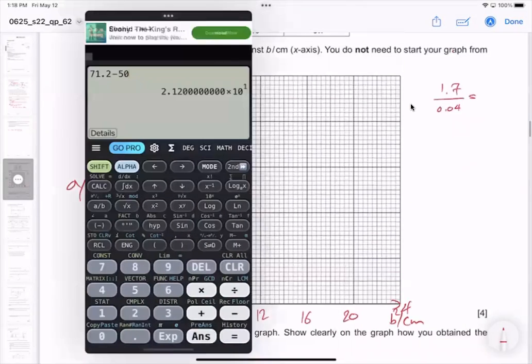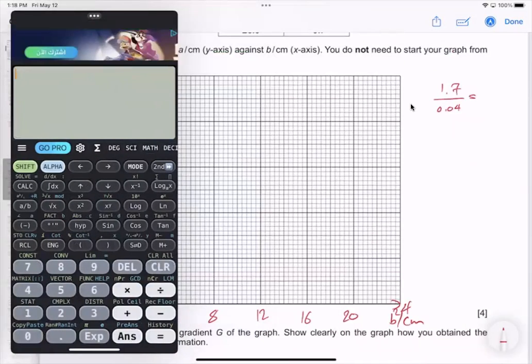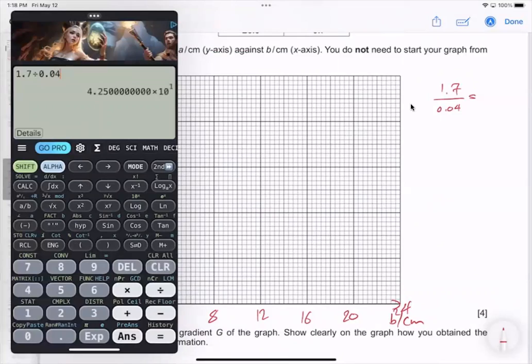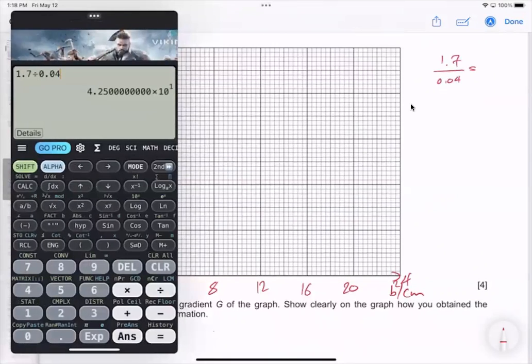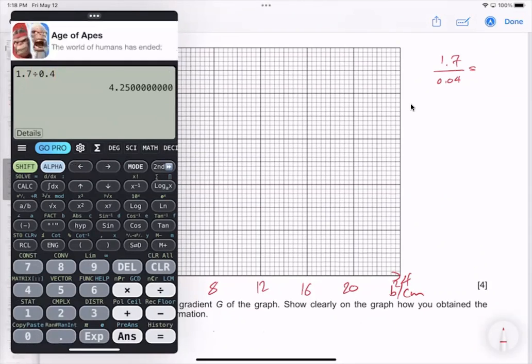So I'm going to do it like this. 1.7 divided by 0.04 will give us... Why 0.04? Mister, 0.4, not 0.04. 0.4, yes, 0.4. 1.7 divided by 0.4 gives 4 divisions, 4 and a quarter.